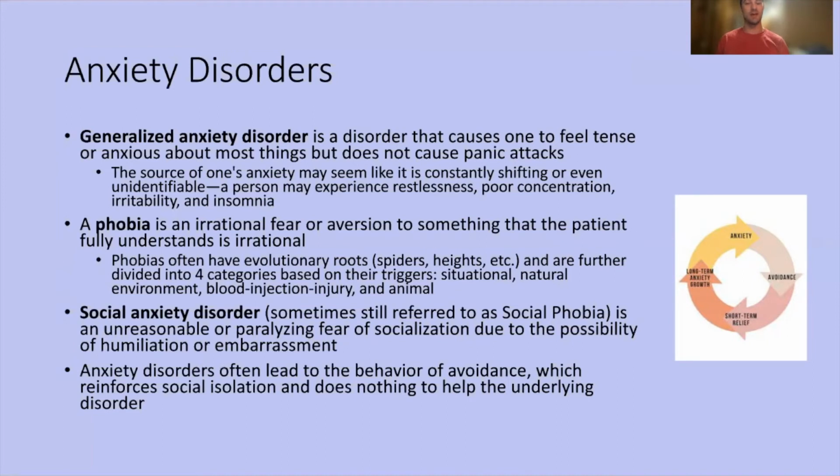We spoke a little bit about anxiety just now, but GAD is a disorder that causes one to feel tense or anxious about most things, but it doesn't cause panic attacks. So in generalized anxiety disorder, the source of one's anxiety may seem like it is constantly shifting or even unidentifiable. So you could just have this sort of generalized anxiety for which you have no idea where it came from. You can have anxiety for one specific thing that you think is the root cause of all of your anxiety. And then once you solve it, you just realize that, nope, now I'm anxious about something else. So that is also a pretty common thought process for generalized anxiety disorder.